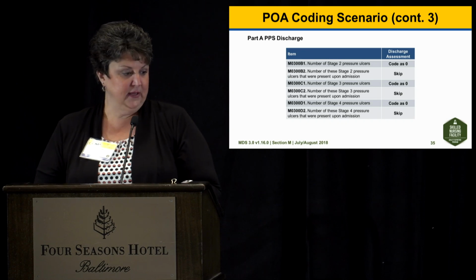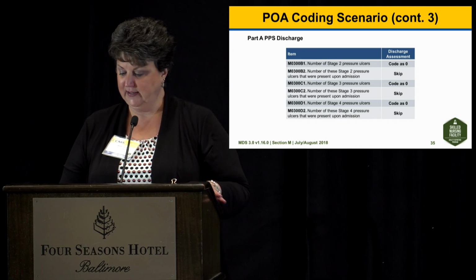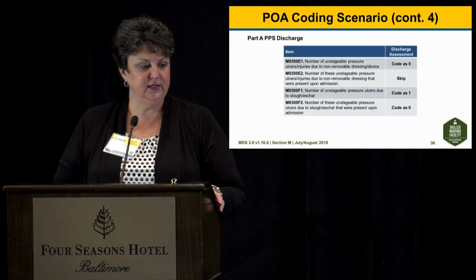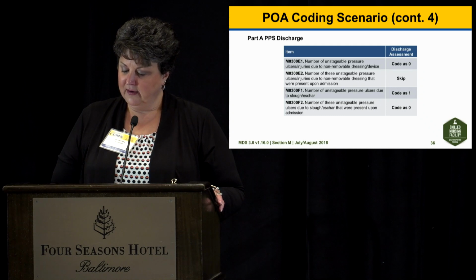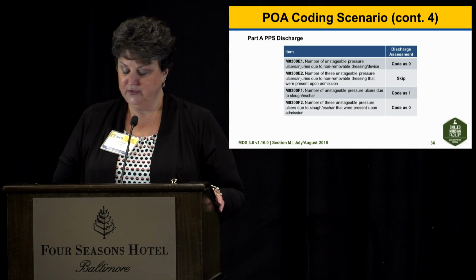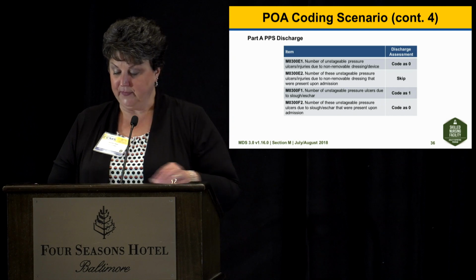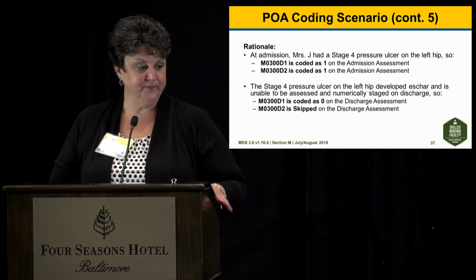So in D1 here, the number of stage 4 pressure ulcers, we are coding it as 0 because remember that ulcer became unstageable. So here we code that item, unstageable pressure ulcers due to slough or eschar, as a 1, and it is not present on admission. And remember, it became unstageable during her stay.